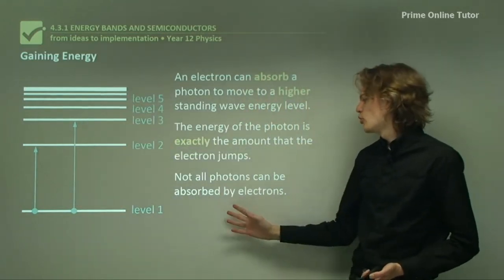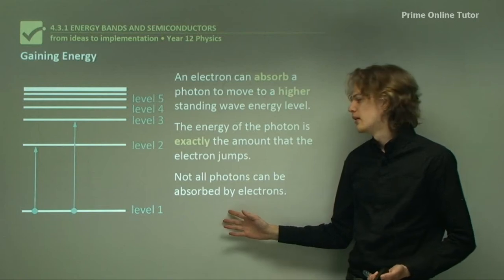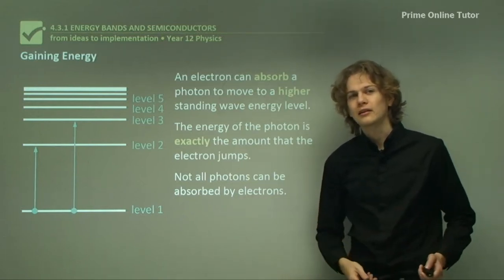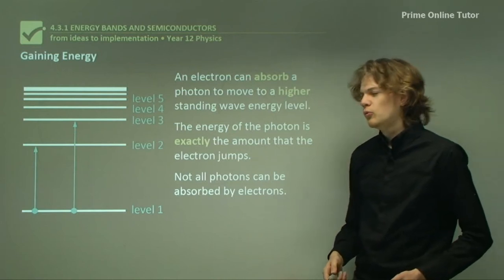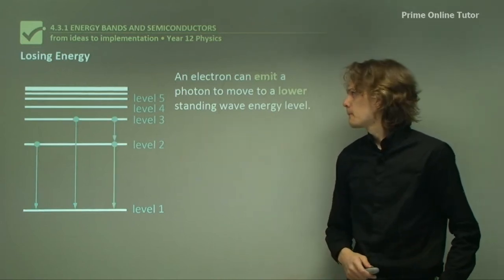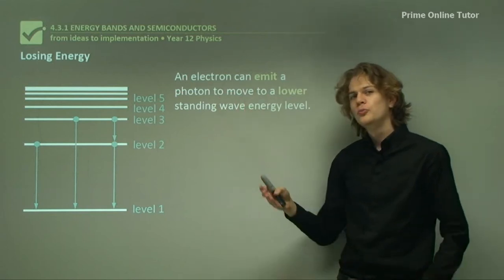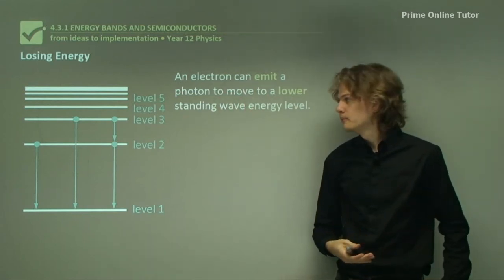So the fact that not all photons can be absorbed by electrons is a rather important fact, and we'll get around to the consequences of that a little later on. Well, what about losing energy? So an electron can emit a photon to move to a lower energy level.